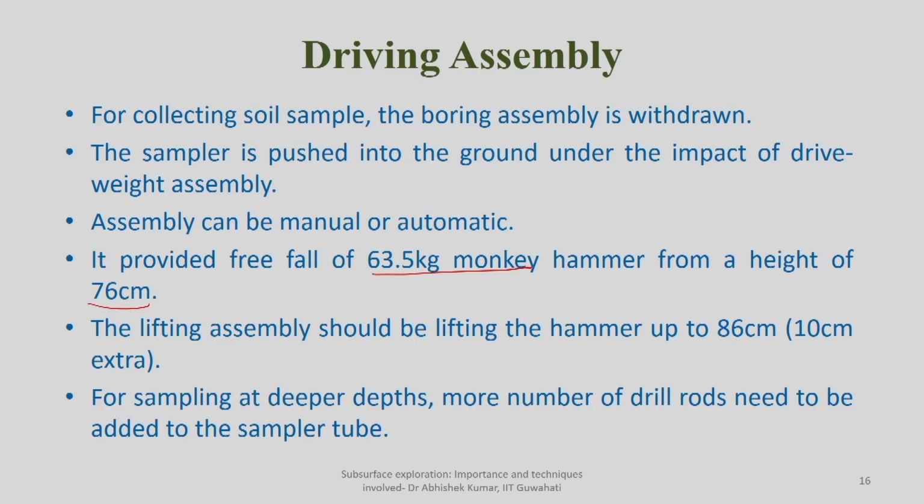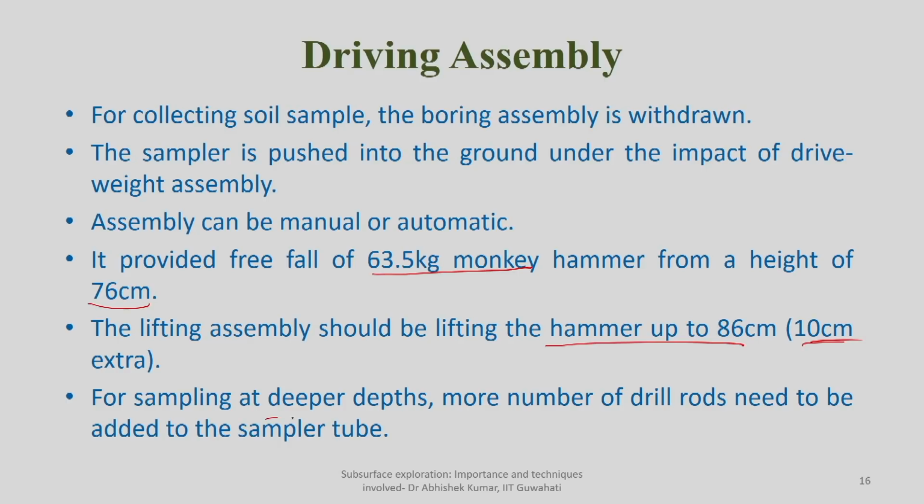The lifting arrangement should be capable of lifting the hammer 76 centimeter plus 10 centimeter extra, in order to make sure it is able to lift. Otherwise, if it is just 76 and you are pulling it, what will happen? It will sometimes pull the sampler also towards the ground. So, to make sure that does not happen while doing a particular set of measurements, you have to have 10 centimeter extra.